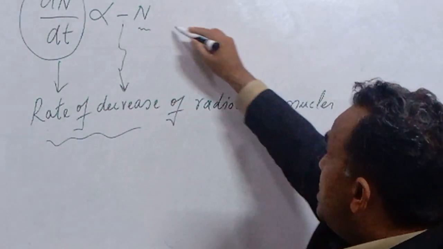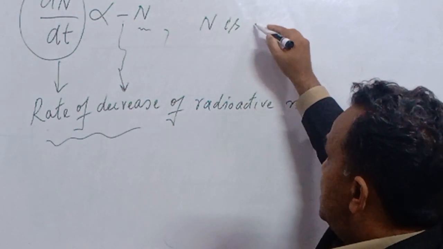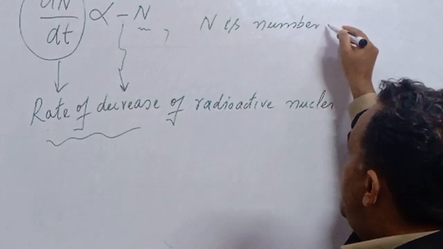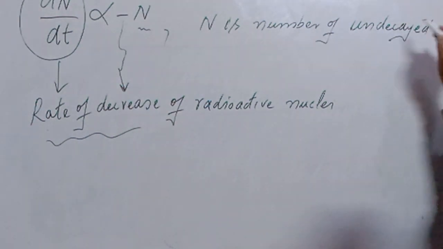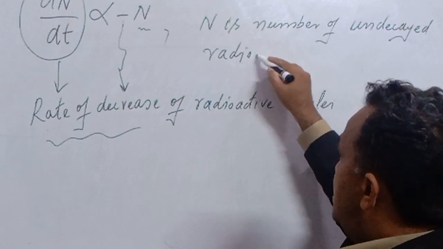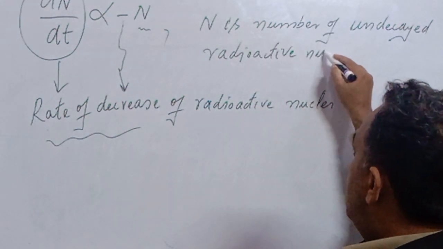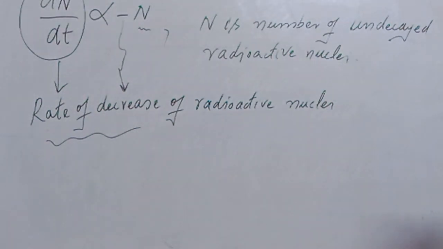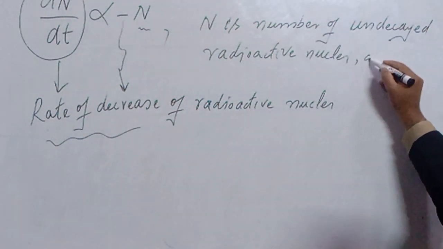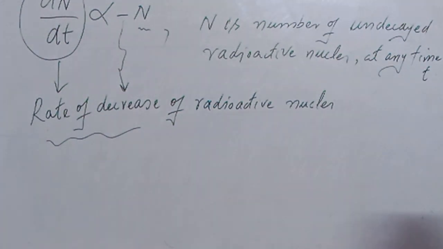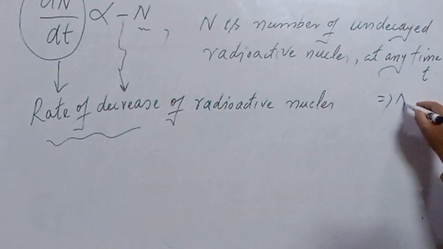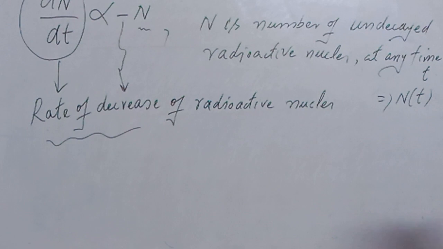Means here, this N is the number of undecayed radioactive nuclei, the number of undecayed radioactive nuclei at any time t, right? Okay, this means that N is a function of time t, because this N will be decreasing with the passage of time. So that's why this capital N, the number of radioactive nuclei, will be a function of time.